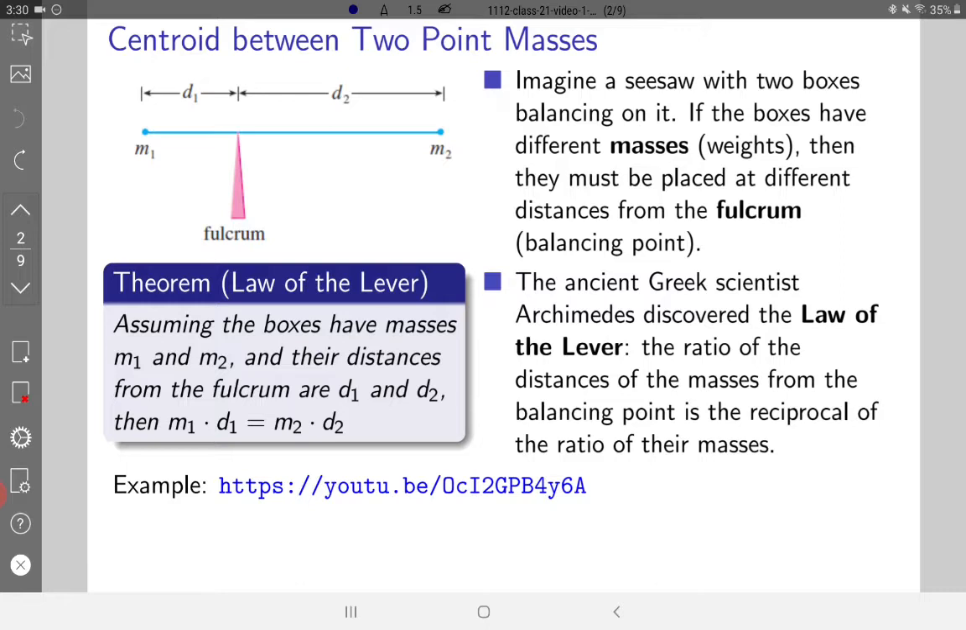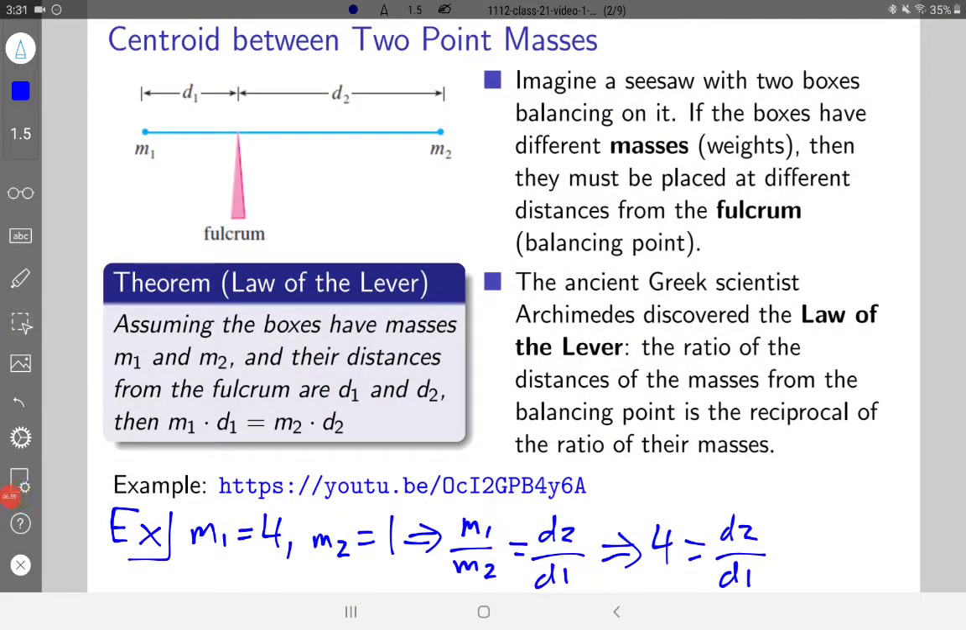But as it turns out, there's an even more specific rule or formula for how far apart those point masses must be from the balancing point that was discovered by the ancient Greek scientist, mathematician, philosopher, physicist extraordinaire, Archimedes, and it's called the law of the lever. It says that the ratio of the distances of those 2 points is the reciprocal of the ratio of their masses. So, said another way, if one of the masses is, let's say, 4 times as much as the other one, then it has to be 4 times closer to the balancing point than the other one.